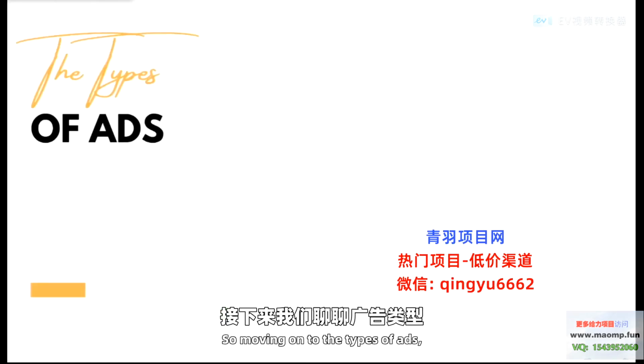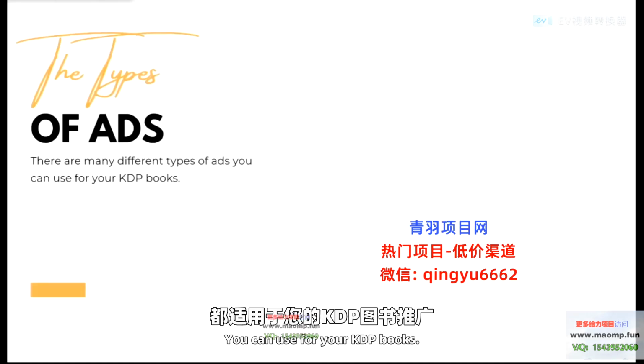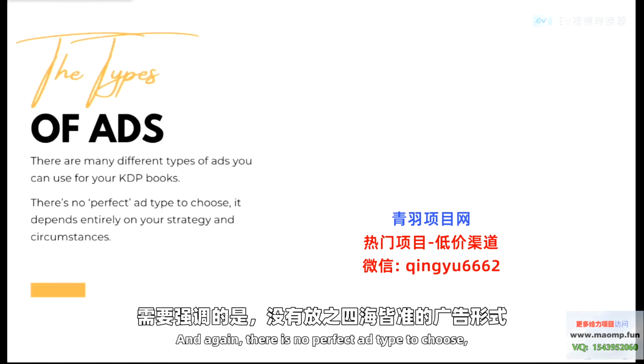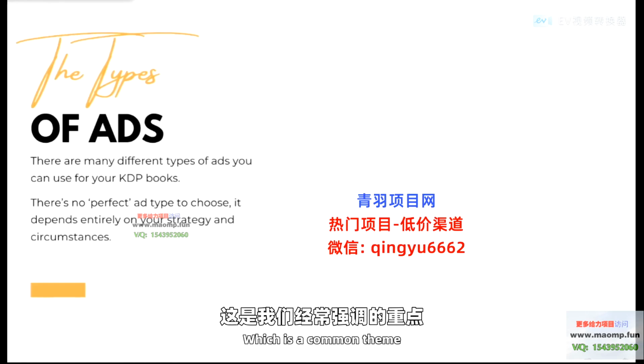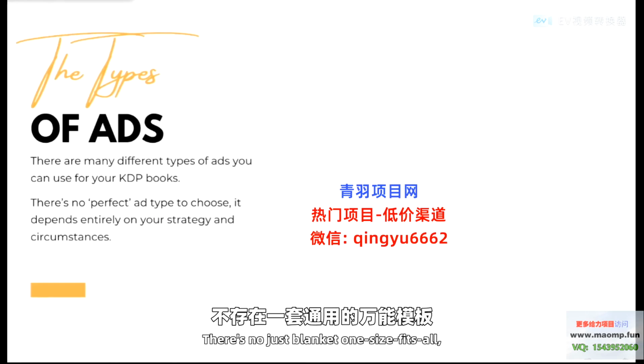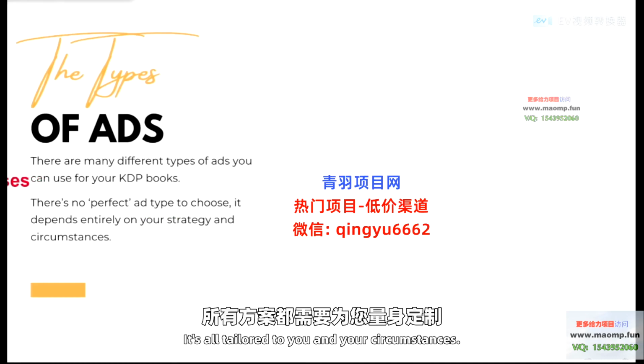So moving on to the types of ads, there are many different types of ads you can use for your KDP books. And again, there is no perfect ad type to choose. It depends entirely on your strategy and your circumstances, which is a common theme when you're going through ads. There's no blanket, one size fits all. It's all tailored to you and your circumstances.